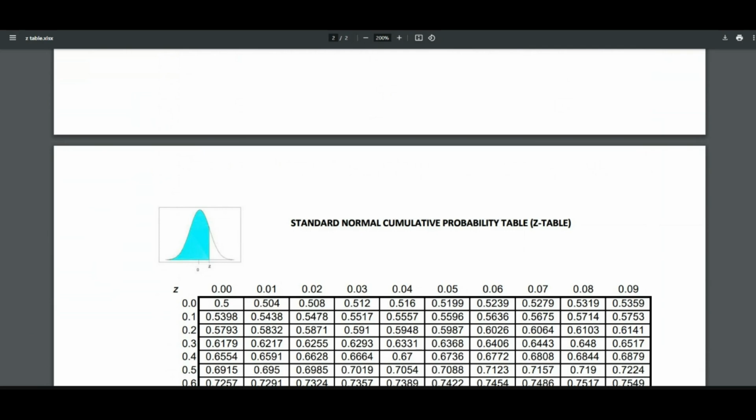Now, here's one small twist. You don't always want the area on one side like that. You always want areas in the tails. The table does not directly give it to you unless the tail was on the left. So let me ask you a question. If I wanted the area on this side, what do I need to do?